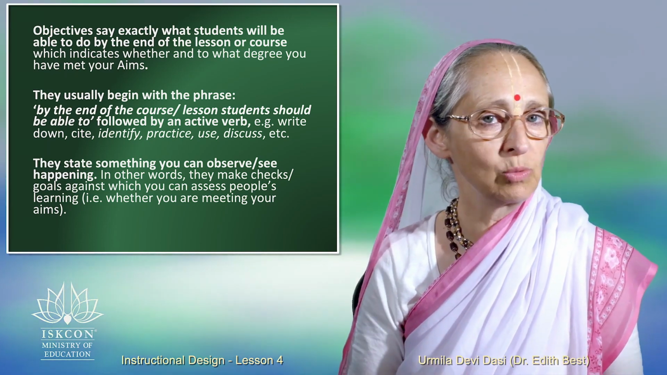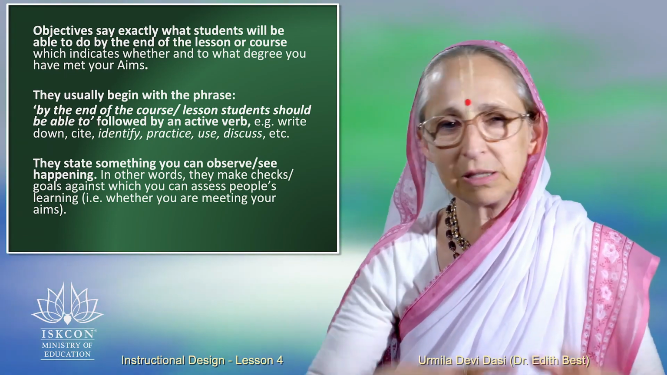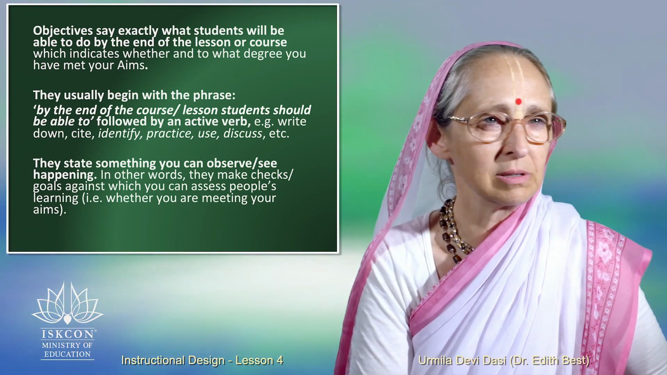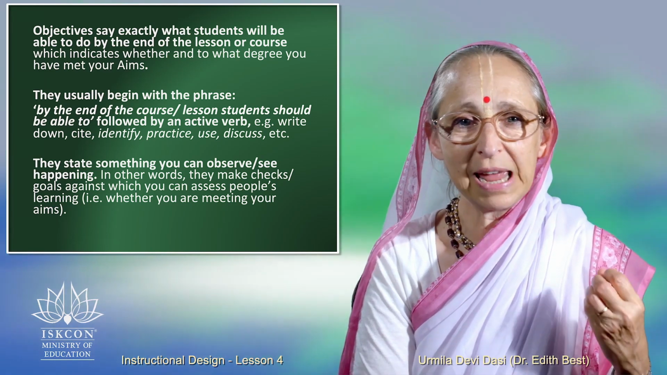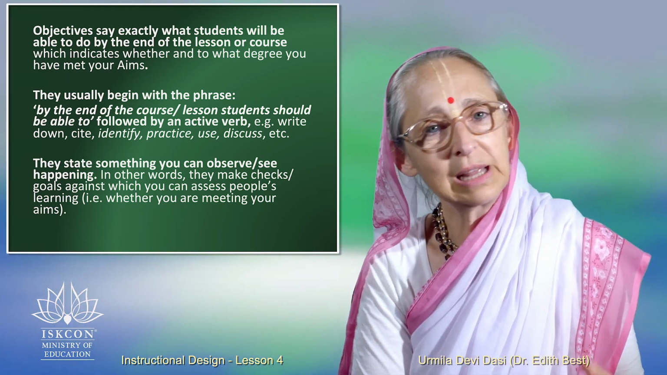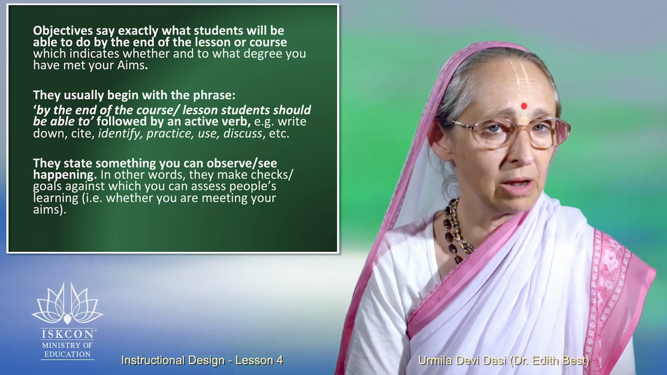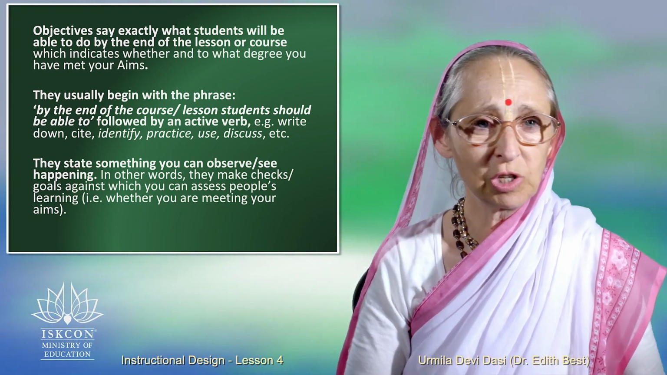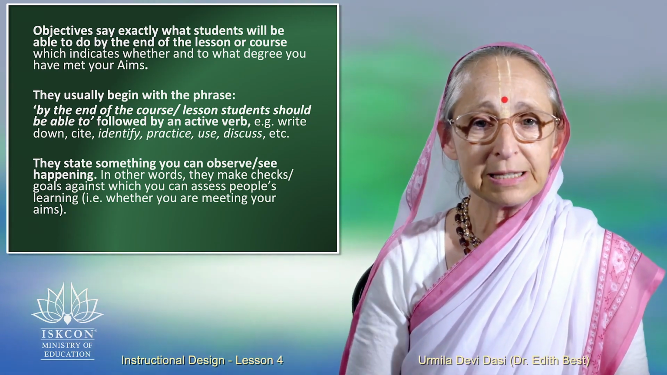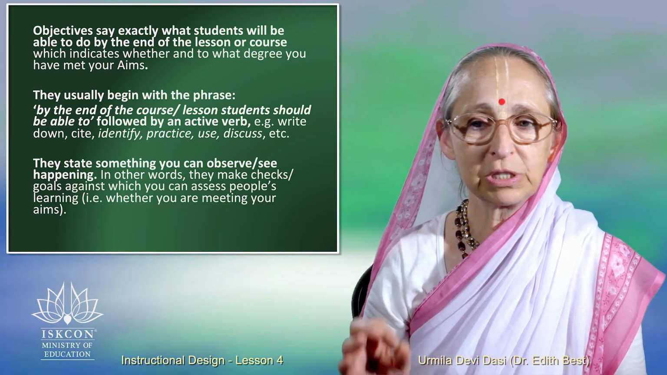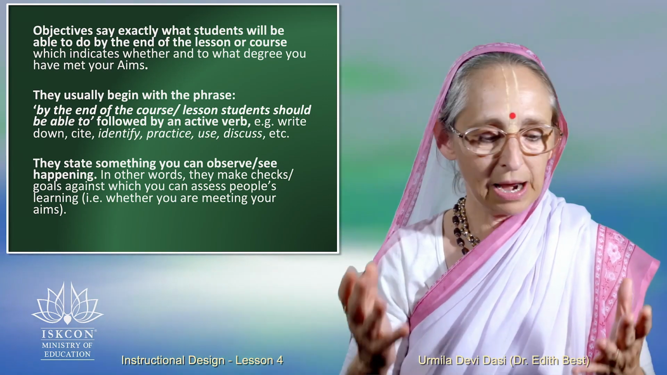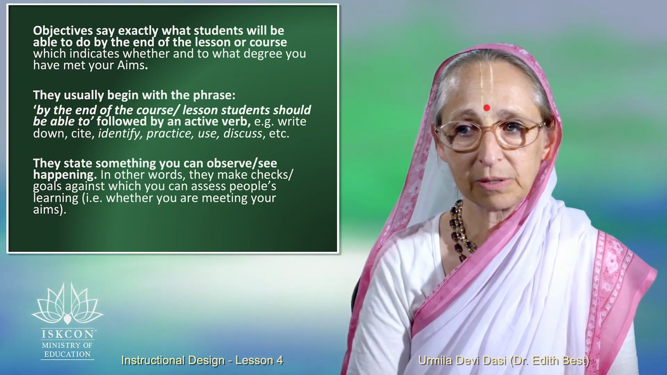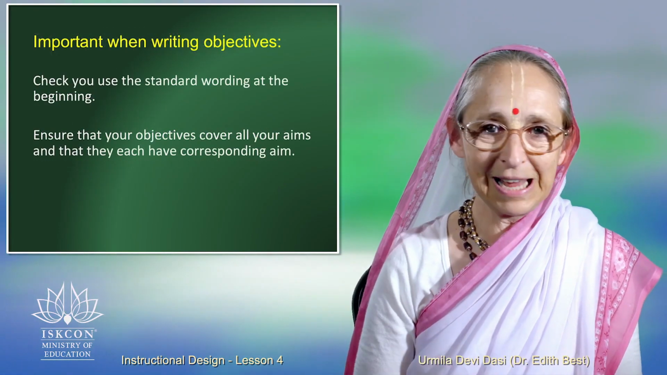If you use that language, it will prevent you from putting in these vague, unassessable words like know and understand and be enthused. So you want to have an active verb. At the end of the lesson, students will be able to write down, students will be able to list, students will be able to explain, students will be able to cook. Something you can observe or see happening where you can say, all right, if they do this objective, I have met my aims. We can't say this enough.